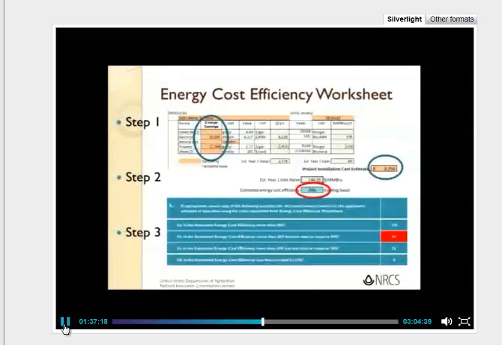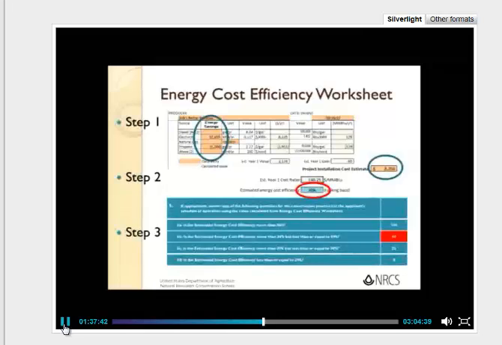So enter the estimated energy savings for the specific energy source. Natural gas has a pull-down menu. The rate basis that was used here reflects a national average. The values are calculated automatically. So just enter the energy savings, make sure the units are the same.